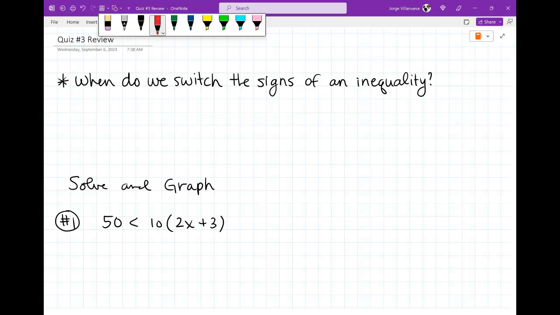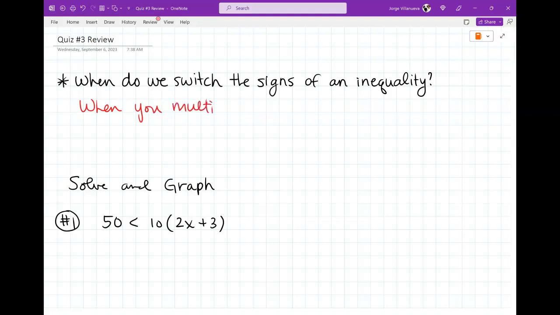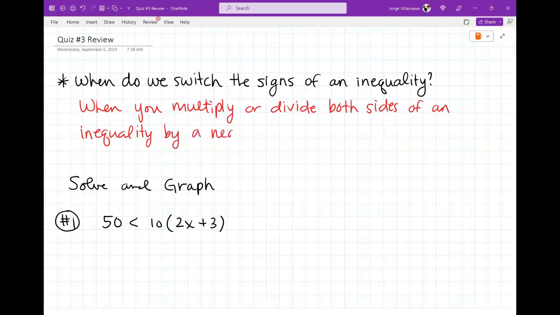Okay, so I'm going to put right here, when you multiply or divide both sides of an inequality by a negative number. Okay, so when you multiply or divide both sides of an inequality by a negative number, that's when you have to switch the inequality. Okay?